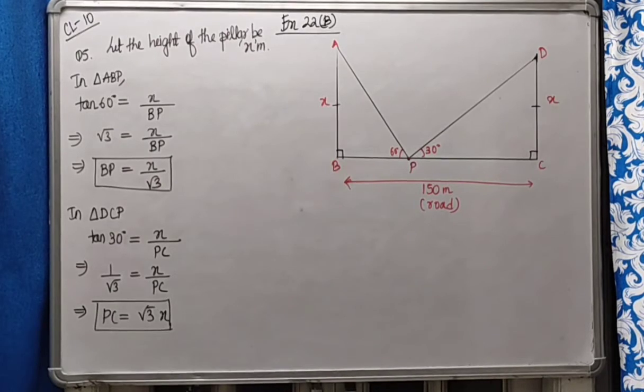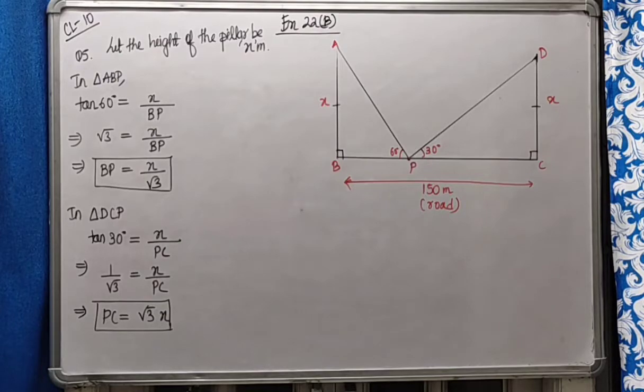All right, boys, let's move on to the last question of the day. That is question number 5. The question says: two pillars of equal height stand on either side of the road, which is 150 meter wide. At a point on the road between the pillars, the elevations of the tops of the pillars are 60 degree and 30 degree. Find the height of the pillar and the position of the point.